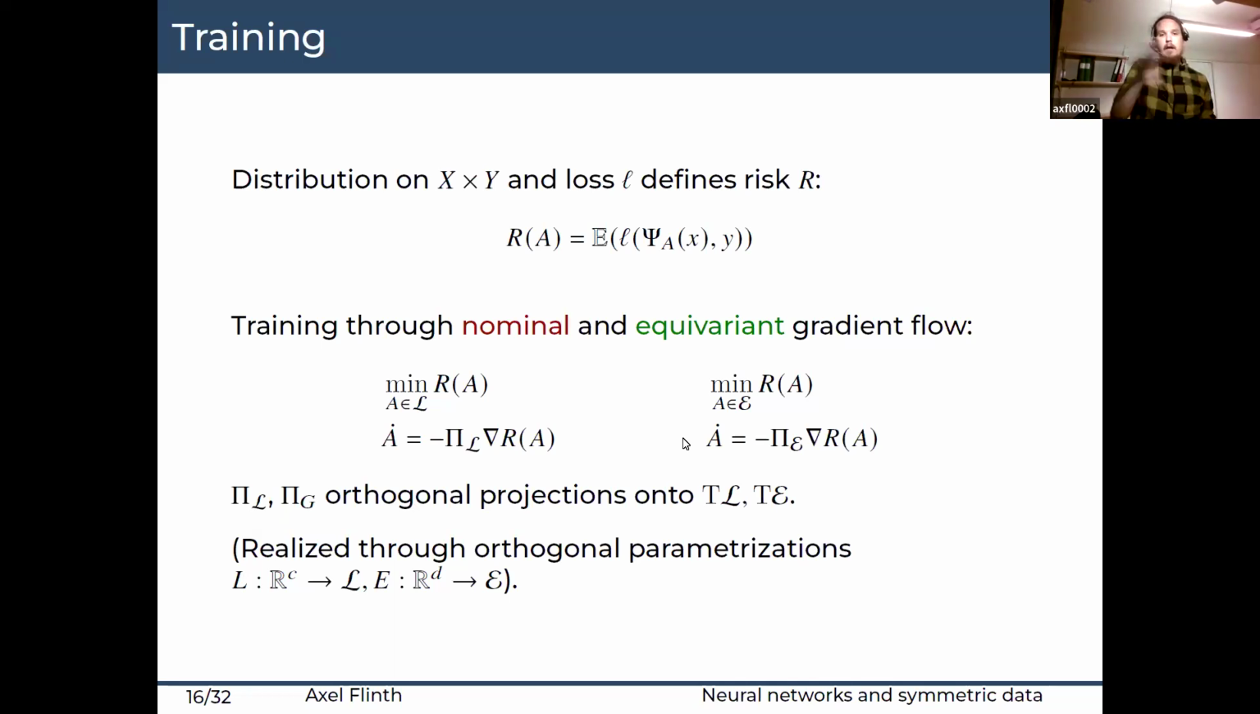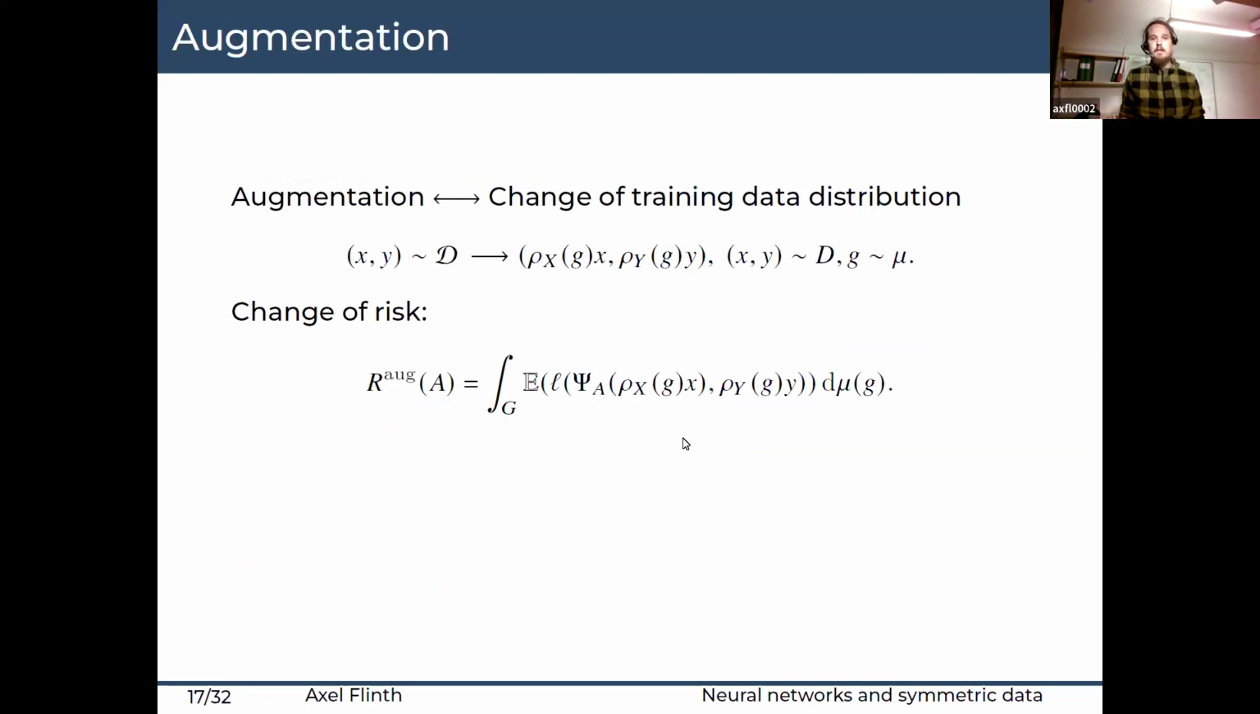Okay, so here I've not said anything about the data. This is where my augmentation takes place. But with these notations, it's actually not that hard to write down what I mean by augmentation. So what I do is change my training data distribution. Instead of just drawing an X and a Y, I also draw a group element according to some distribution. In almost all of our theorems later, we will assume that this mu is the so-called Haar measure of the group. So somehow I assume that I draw this uniformly at random.